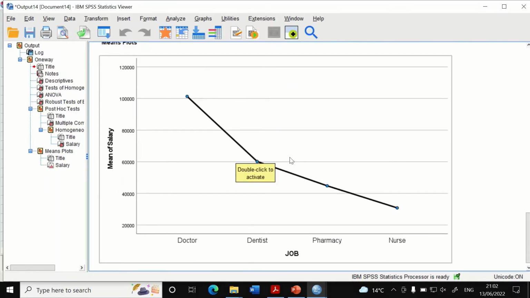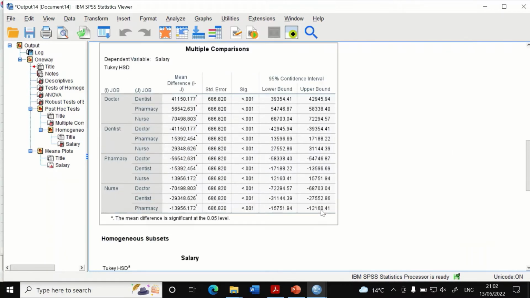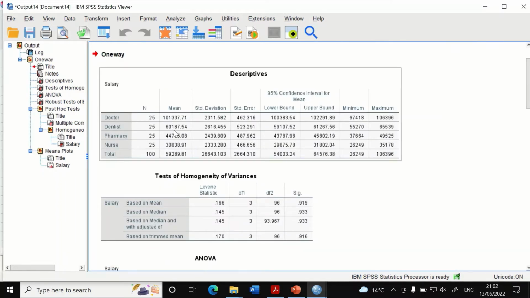The final graph shows the mean salary for all the four occupations is decreasing. The doctors have the highest salary and the nurse the lowest salary. So this test shows that there is a difference between the four different groups. So this is one of the ways to do ANOVA.